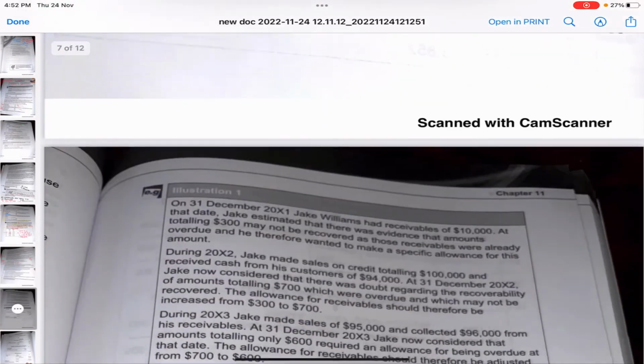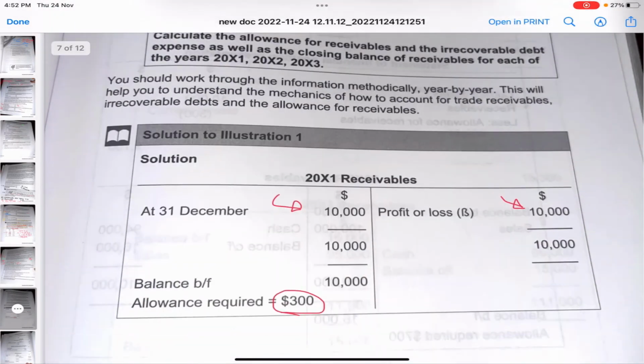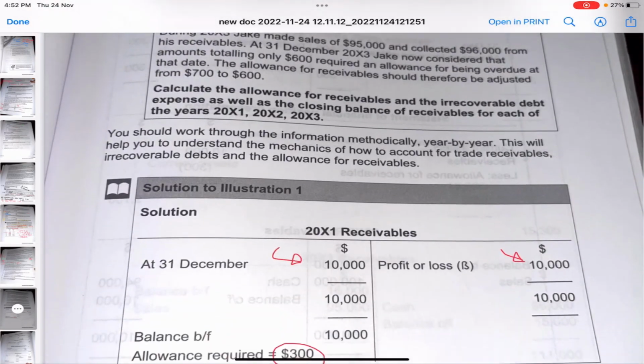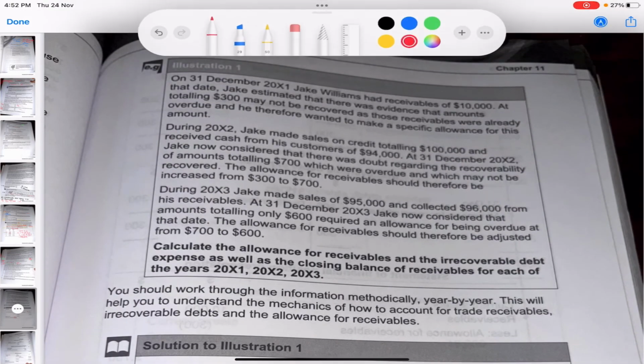Now let's start with the illustration. We'll just roughly do this. Okay. On 31st December 2011, Jake Williams had receivables of 10,000. At that date, Jake estimated that there was evidence that an amount of 300 may not be recovered. So he wanted to make an allowance of 300. It is given in the question.